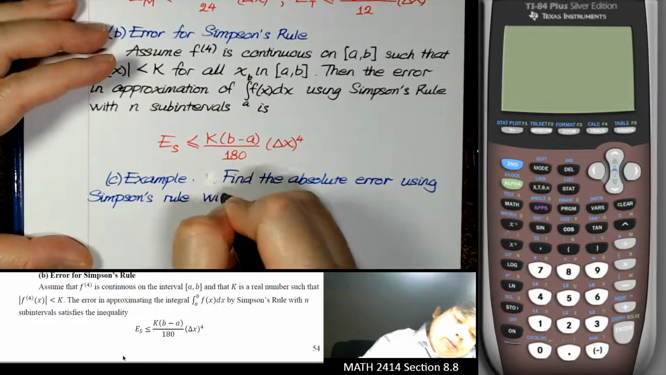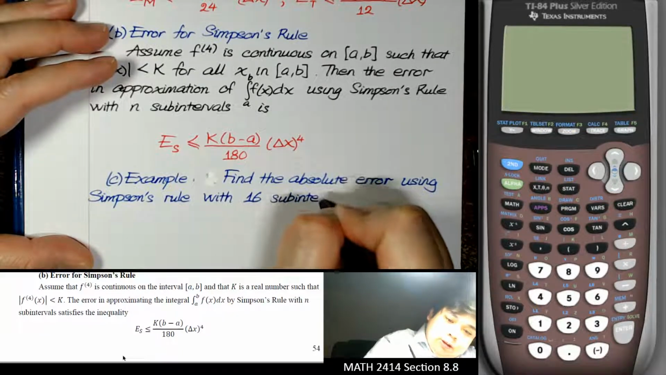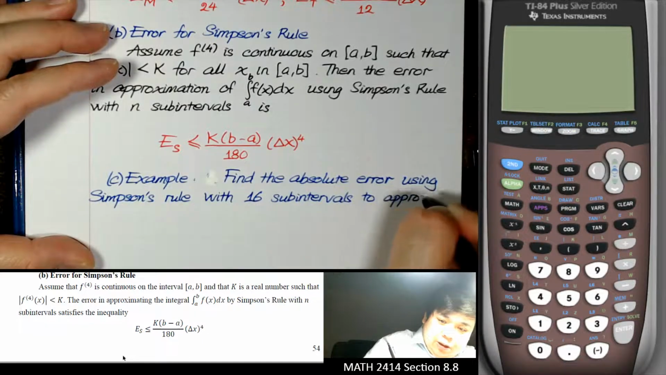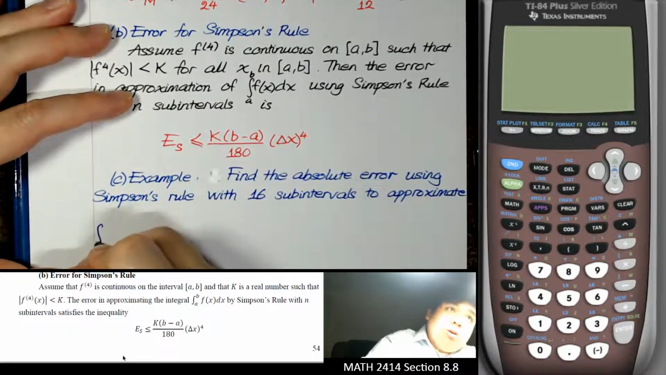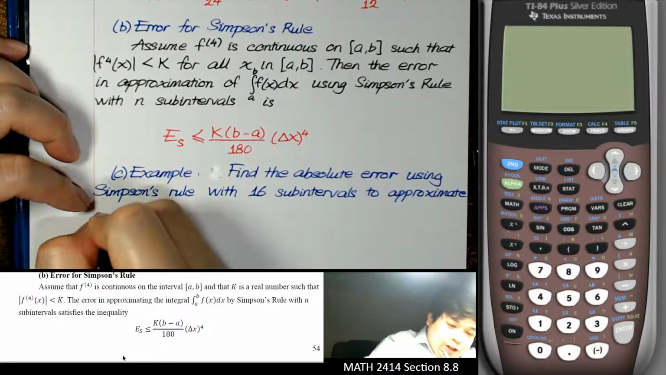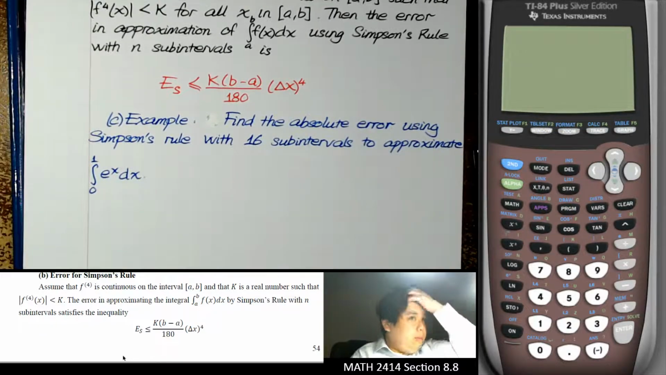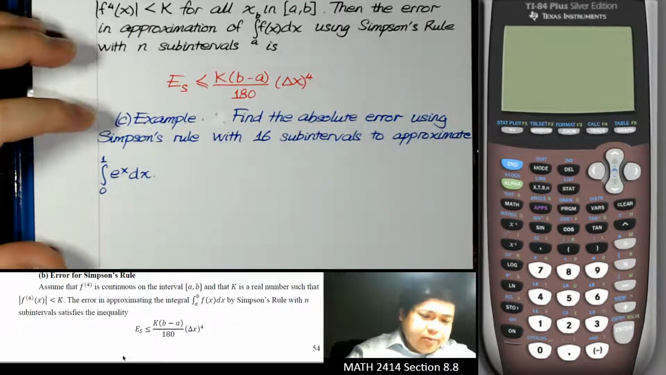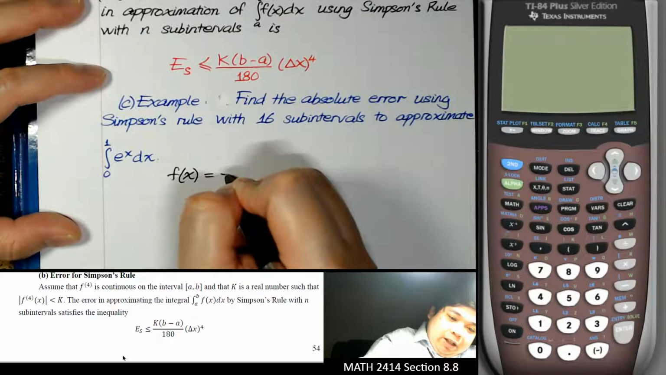With 16 subintervals to approximate this integral from 0 to 1 of e to the x dx. Right, so of course the formula is there, but let's just find all the components. First, obviously the function is e to the x.